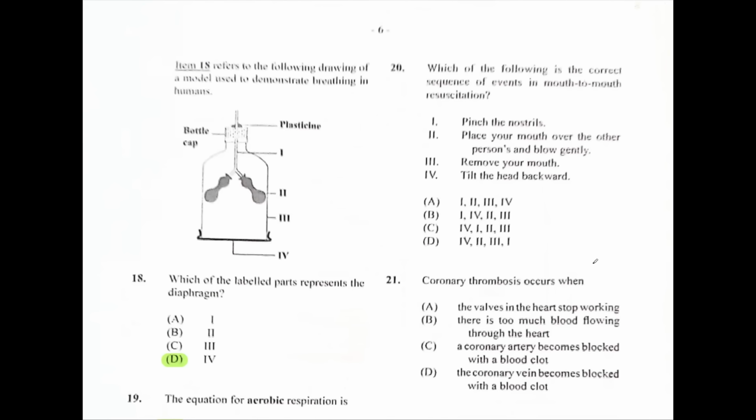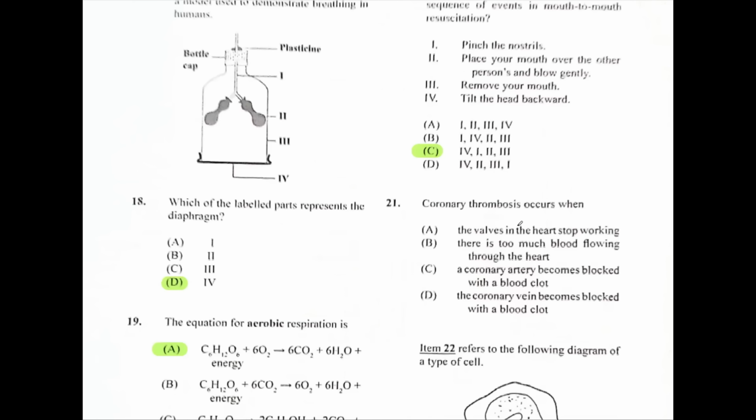Question 20, which of the following is the correct sequence of events in mouth-to-mouth resuscitation? 1, pinch the nostrils. 2, place your mouth over the other person's and blow gently. 3, remove your mouth. That should be the last step. And 4, tilt the head backwards. So just put them in order and you should be coming up with C. Tilt the head backwards, pinch their nose, do a gentle blow, and then remove your mouth.